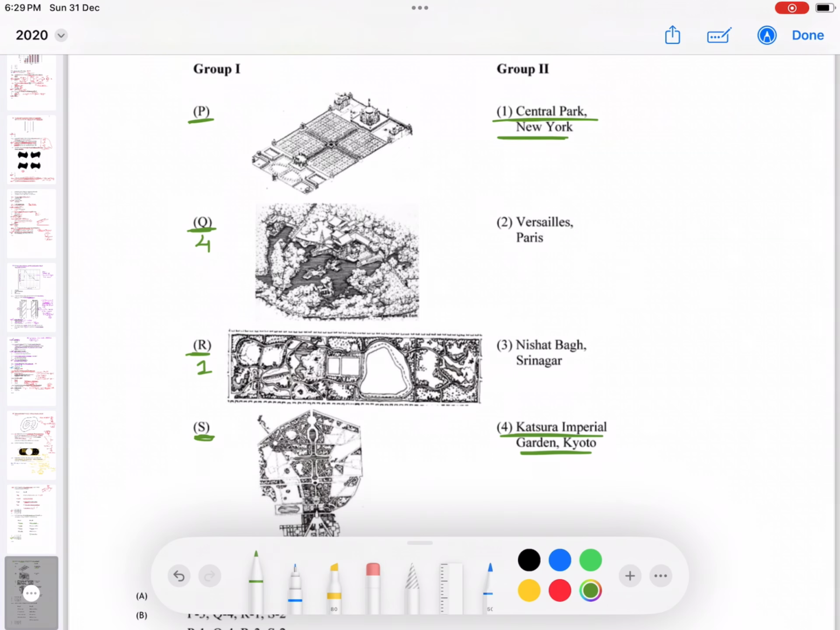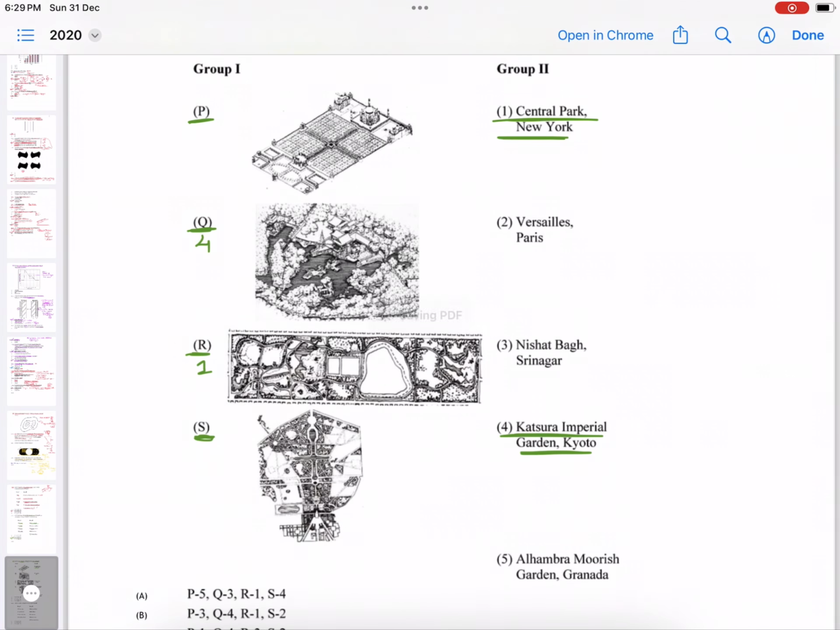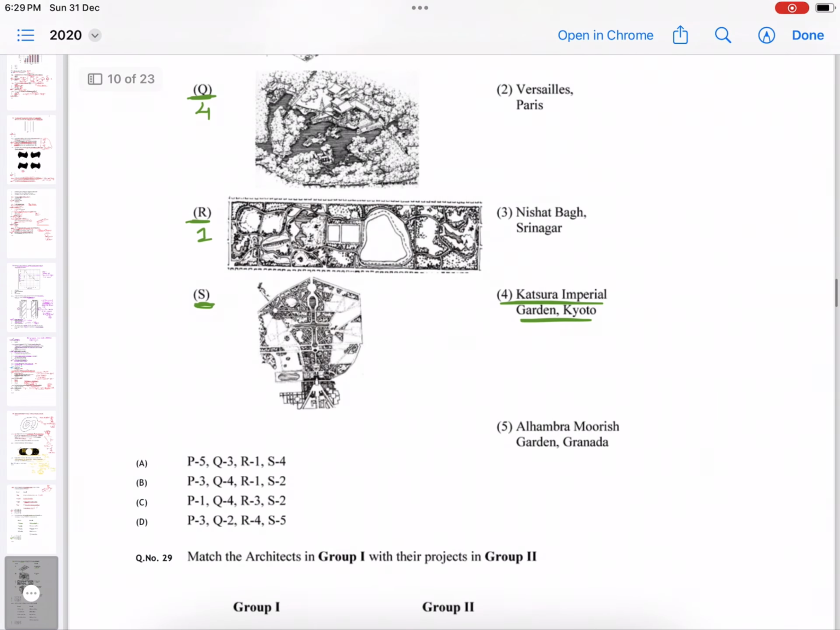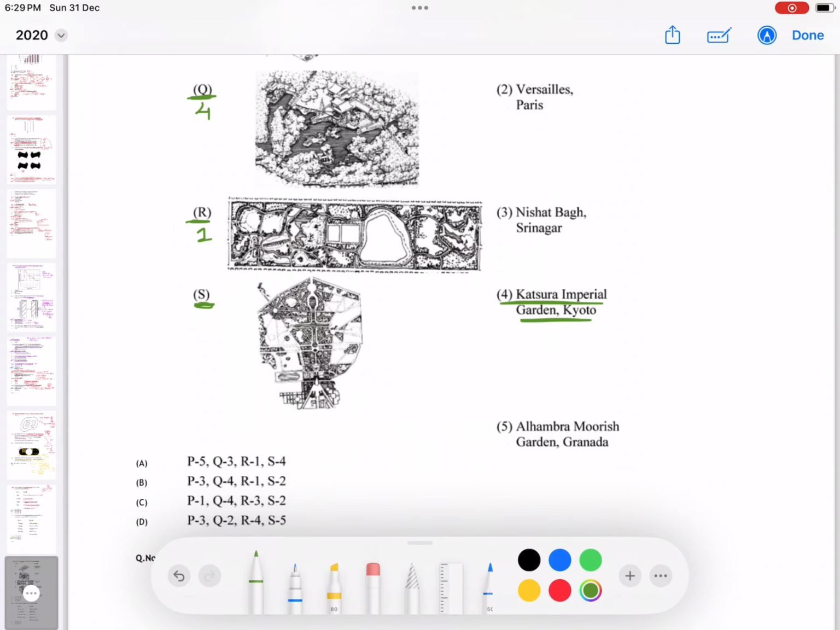And S is again a garden formed from where? By the form of S we can see it's from Versailles. So it's from Paris. So it's 2nd. So the best match option is 4, 1, 2. It is this one, B option.